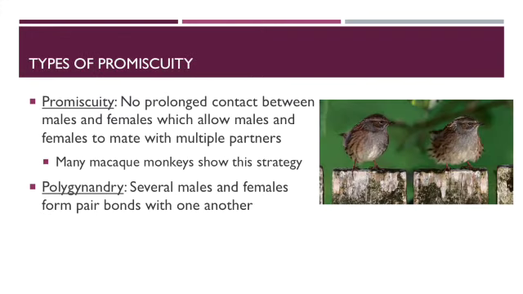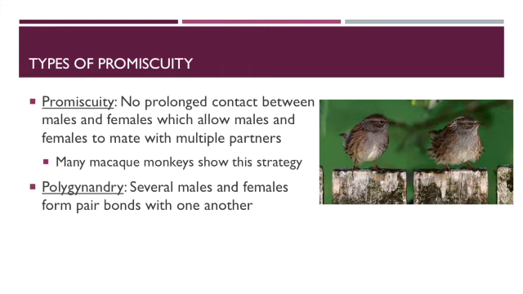The other thing I said we were going to talk about is promiscuity. And I know it sounds bad, right? It carries all this weight when we talk about promiscuity. But in fact, there are two different kinds of promiscuity. There's sort of the traditional promiscuity where there's no prolonged contact between males and females. So it allows males and females to mate with multiple partners. Many macaque monkeys, rhesus macaques, Barbary macaques show this strategy.